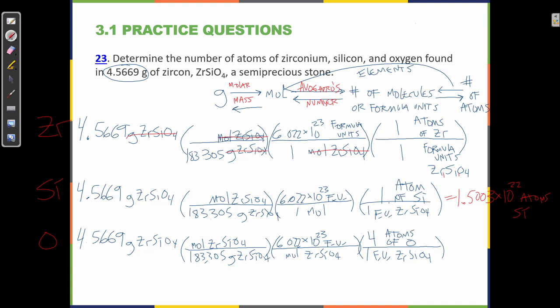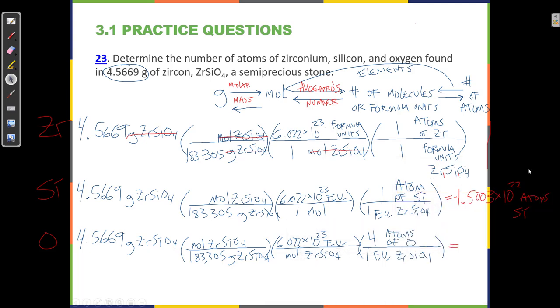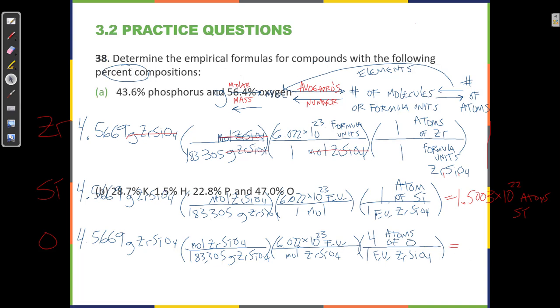Right, same number. Now, since I would get that number here, that's also the number of formula units, to calculate for the number of oxygen atoms, I can just multiply this by 4. This is how many zircon atoms I have. So how many oxygen atoms do I have times 4? 6.0013 times 10 to the 22 atoms of oxygen.